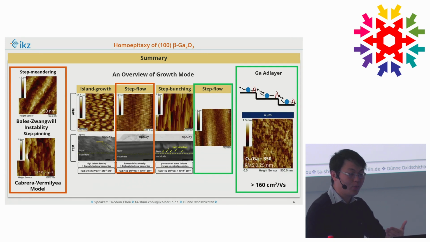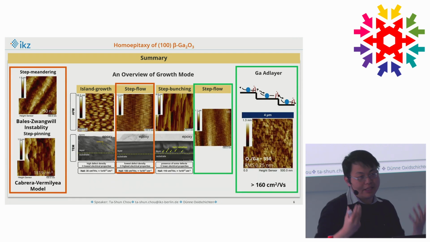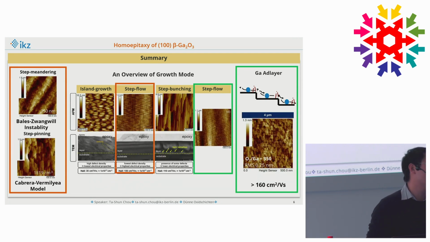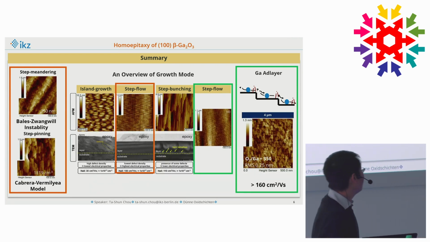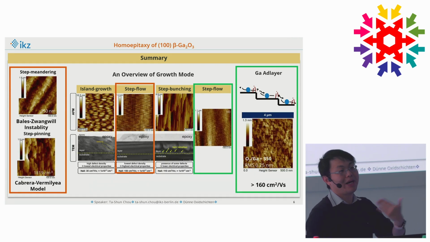So this is a very quick overview of what we are doing. You feel like, yeah, it's easy, right? To play with one parameter and everything is done. But this is the bright side of MOCVD. What is the dark side?